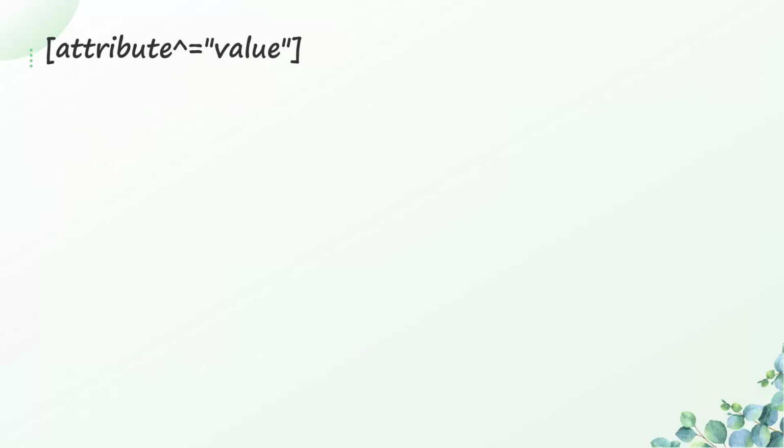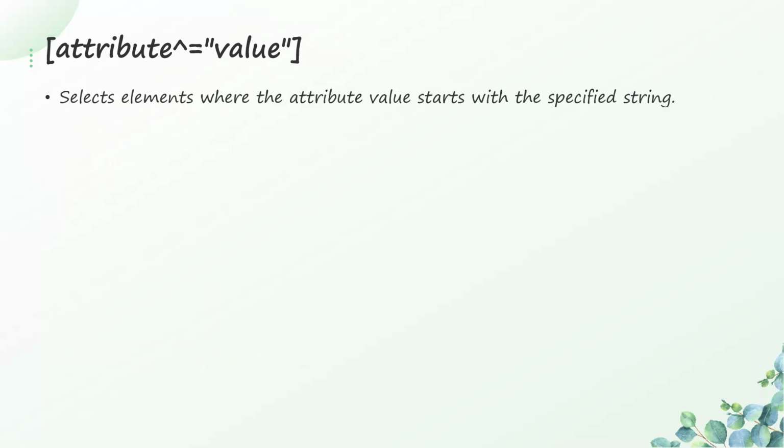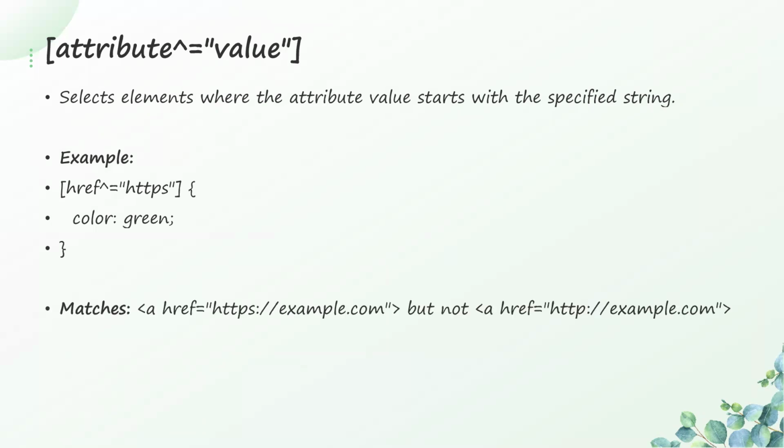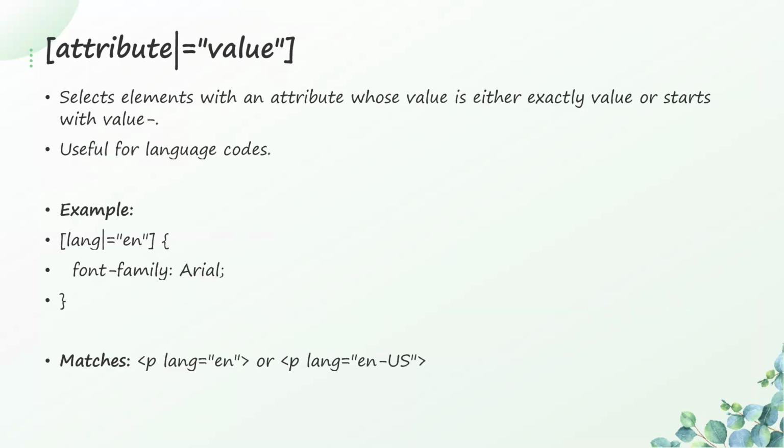We have seen starts with, we have seen space separated, we have seen exact value. This one selects elements where the attribute value starts with the specified string. Now, you see what I wanted to do before was this one. This one starts with, it matches anyone that starts with, but look at the difference between the previous one. It says an attribute whose value is either exactly the value or starts with the value then hyphen. You see, there is a hyphen here, then value hyphen. So you can see the difference now.